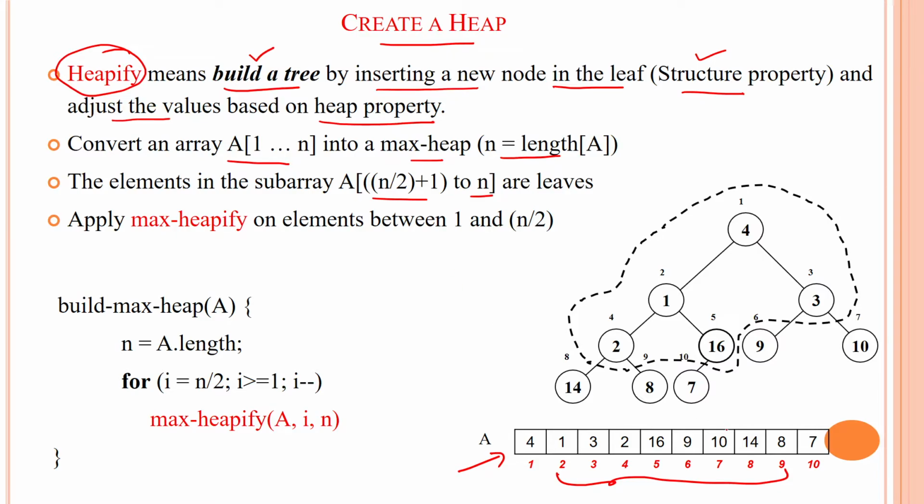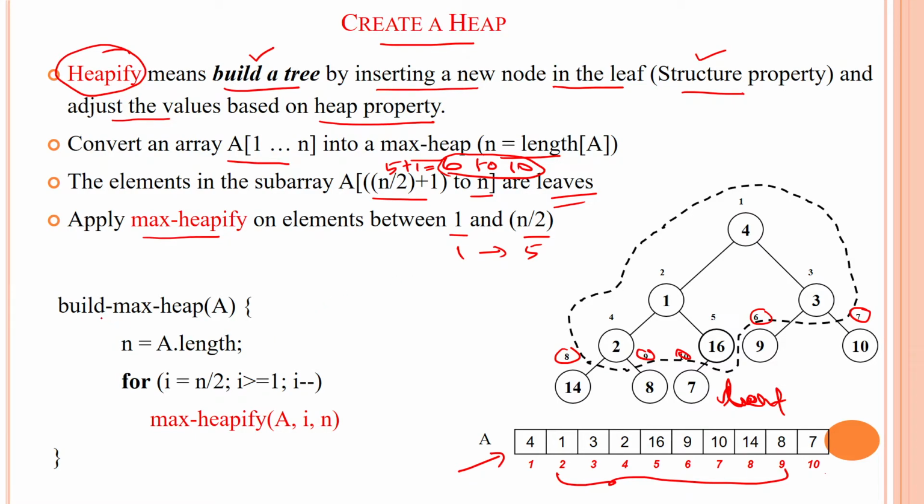Here the length of the array is 10. So 10 by 2 plus 1, that is 5 plus 1, equal to 6. Indexes 6 to 10 are always the leaf nodes. Look at that, index values 6, 7, 8, 9, 10 are leaf nodes in the given tree. So apply max heapify on the elements from 1 to n by 2, that is 1 to 5. That is what we have to do in building the max heap.